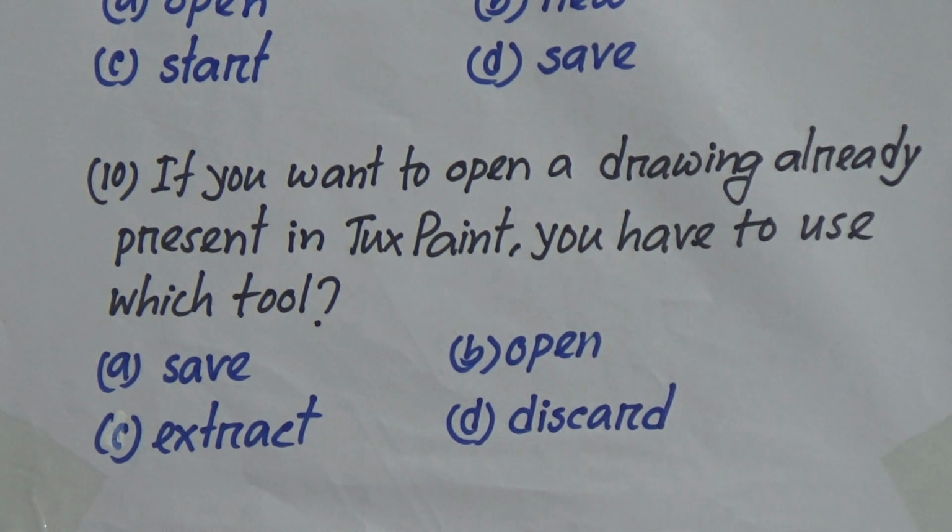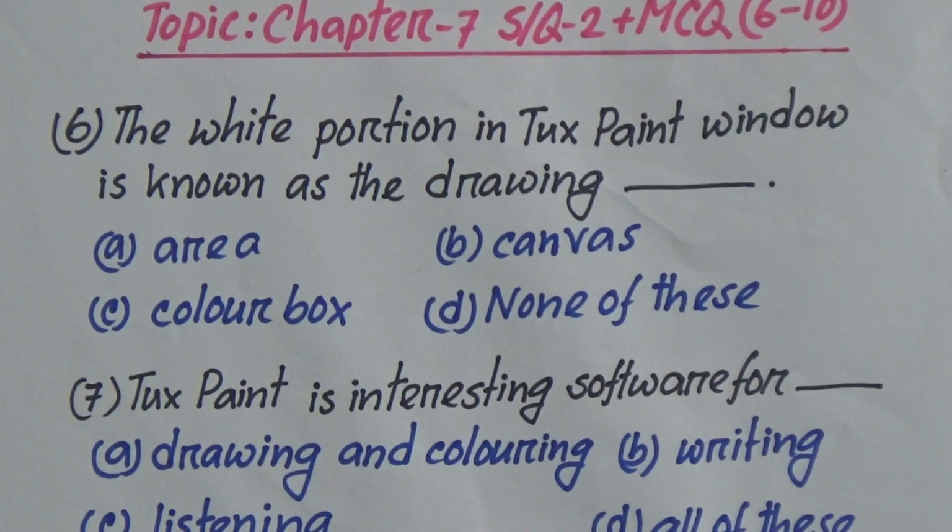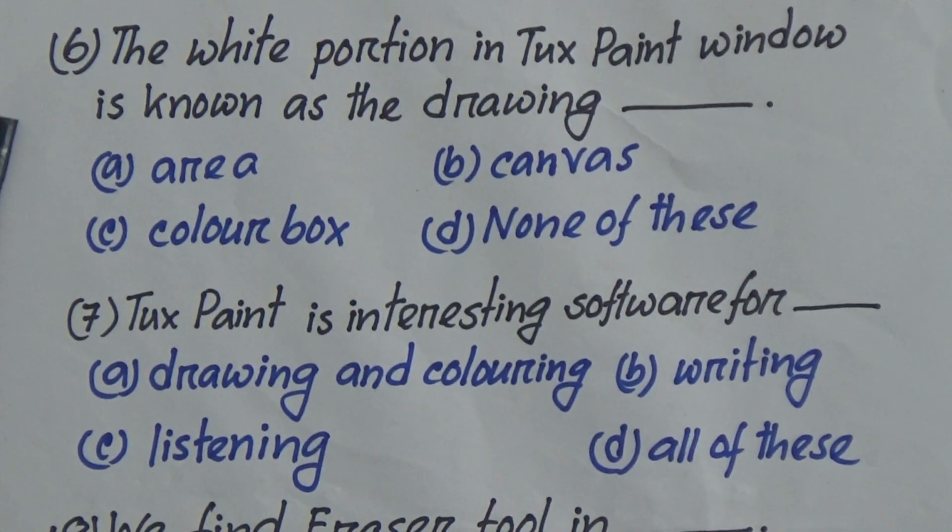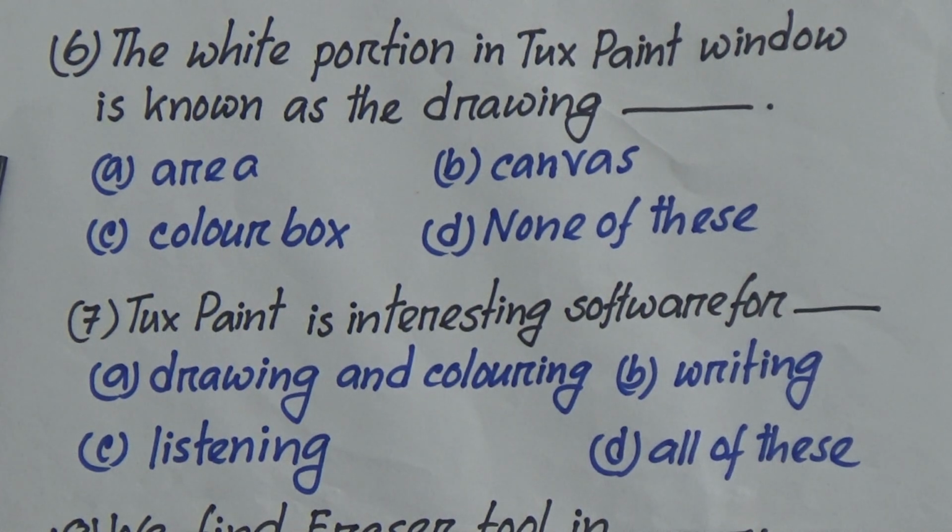I am repeating for the last time. Number 6. The white portion in Task Paint window is known as the drawing: A, area; B, canvas; C, color box; D, none of these. Number 7.